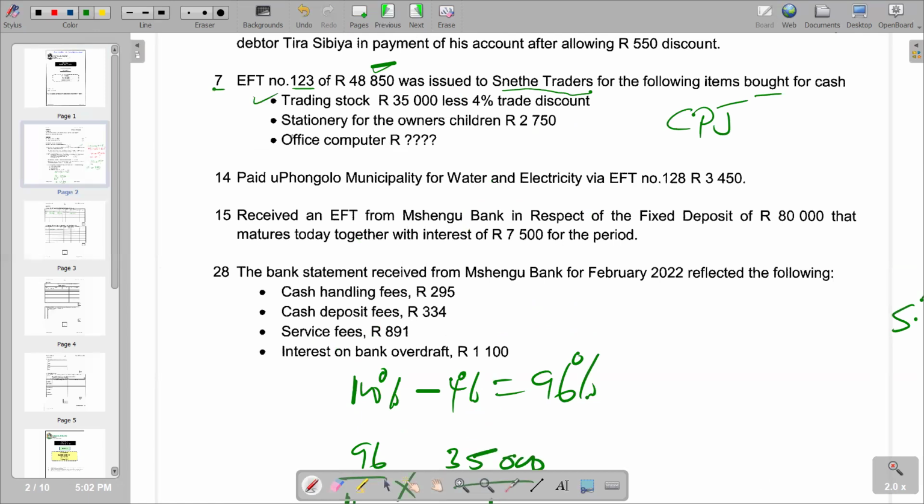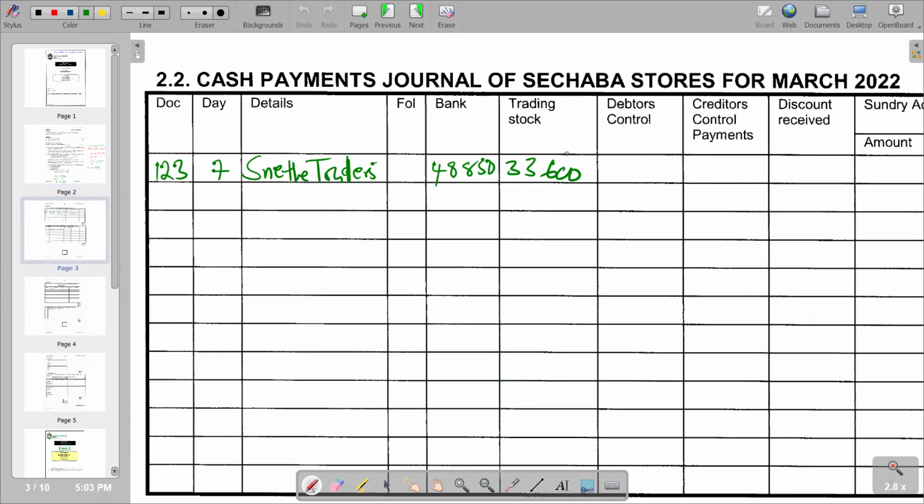And now we want to look for stationery for the owner's children, which is 2,750. So this is for the owner's children, so obviously this is for personal use, and we regard that as drawings. We are just going to put our 2,750 in the column for drawings, but if we don't see a column for drawings, we are going to put the drawings under the salary account. If you come here, you see that between trade stock, creditors control payments, discount received, we don't see any drawings. So we are going to put our drawings under a salary account.